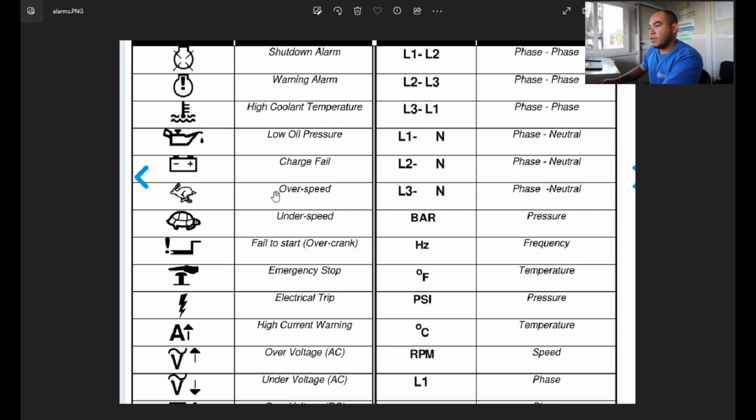So meaning it is what we call the overspeed. Overspeed means to say that the engine is running at a higher speed. So you have to look into that.